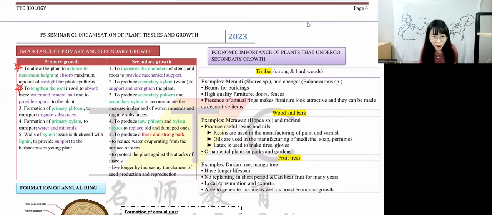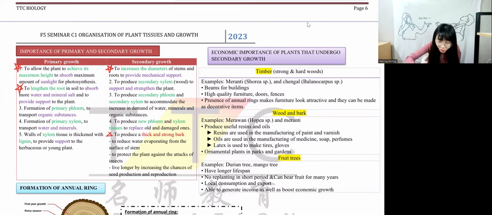And then secondary growth. Secondary growth increases in diameter. Why increases in diameter is a good thing? Because when it's larger diameter, it can provide more support. Like human, when you are bigger in size, you can also have more support, right? So same idea. If you want to explain more on secondary growth, what is the importance towards the plants?